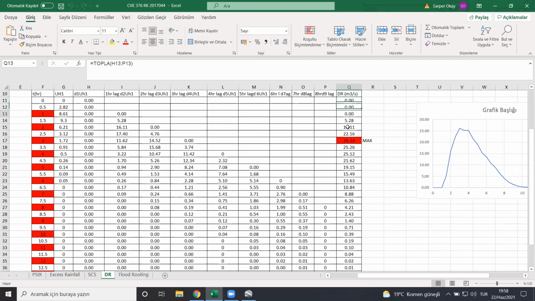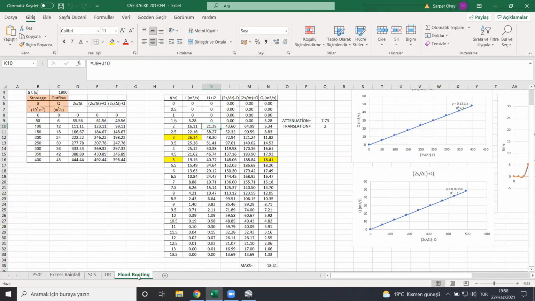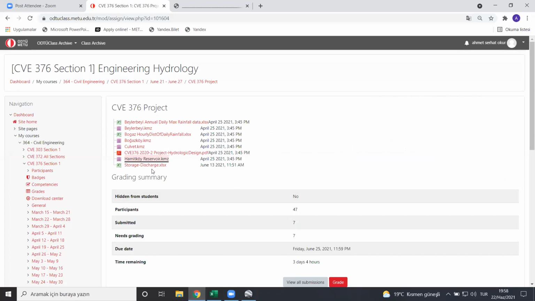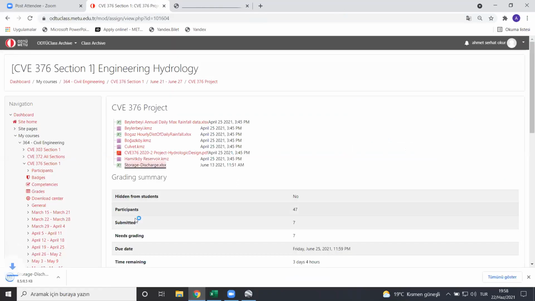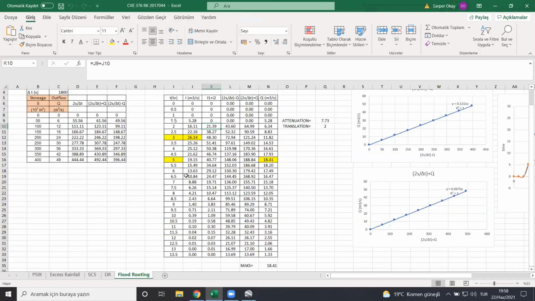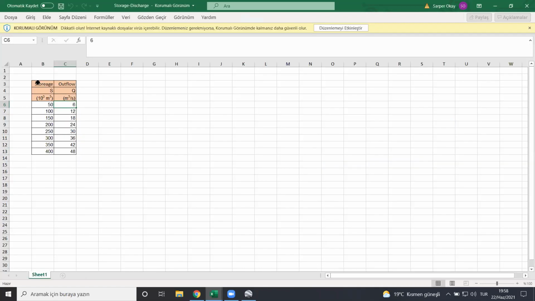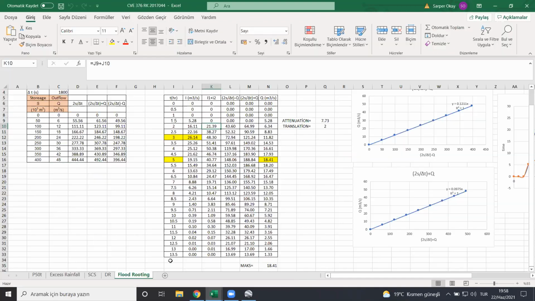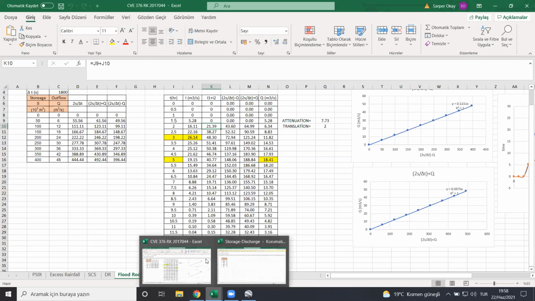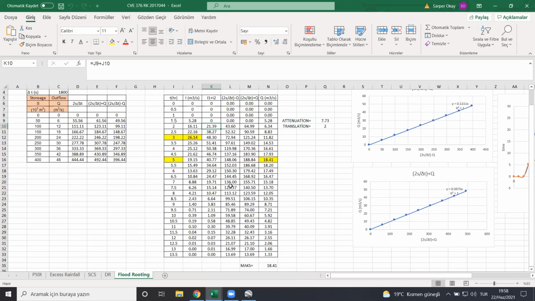Once you get these direct runoff values, the next step is to apply flood routing. For the flood routing part, the storage discharge values are given to you. You can basically copy paste them, like we did here. The numbers may not match because this project is an old one, so don't be confused by it.